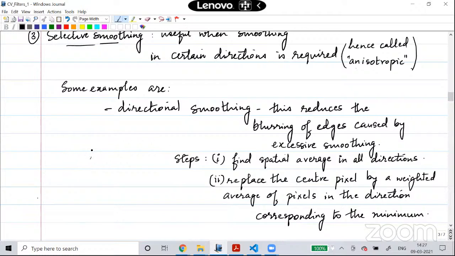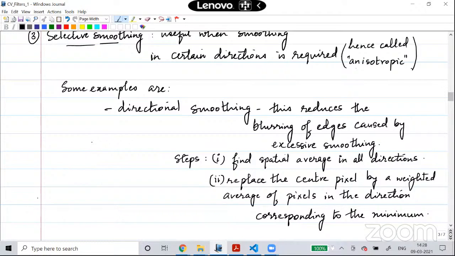So spatial average simply means average of the pixel values in every direction. So suppose this is the center pixel. If you take 8 by 8 neighborhoods, you are calculating the spatial average in all these directions, okay, like this. And then you take the minimum and you decide to replace the value of the center pixel with the average of these. It can be a non-weighted average, or a weighted average. So something like this is called directional smoothing.